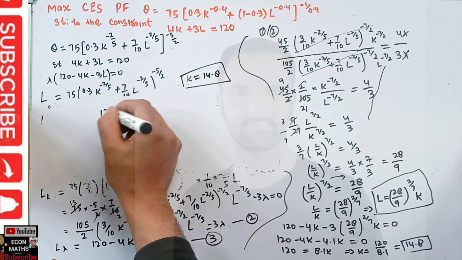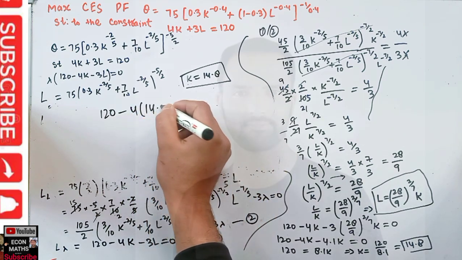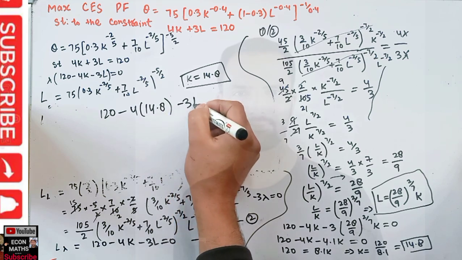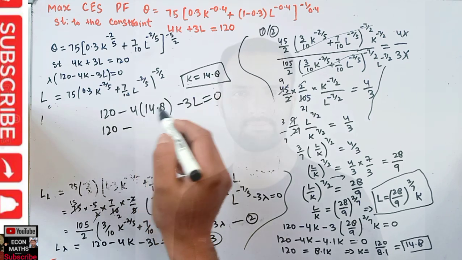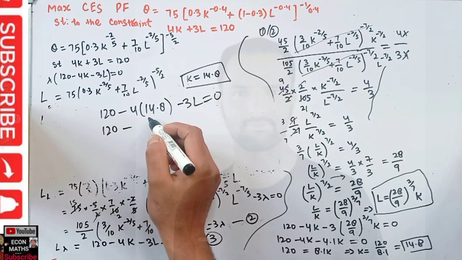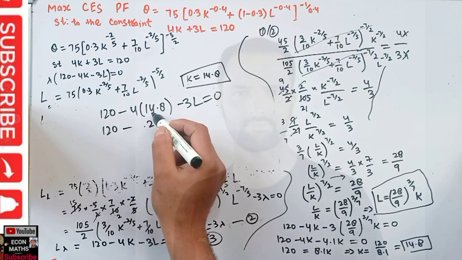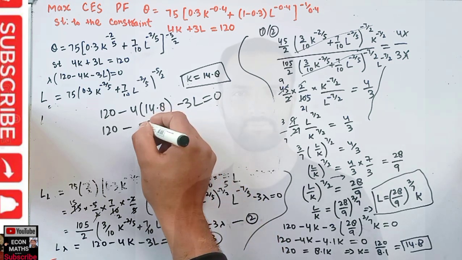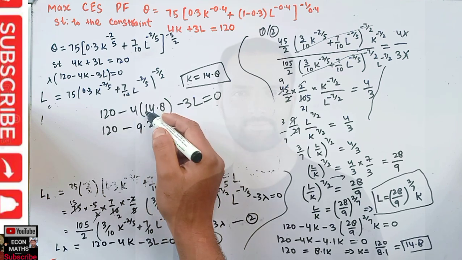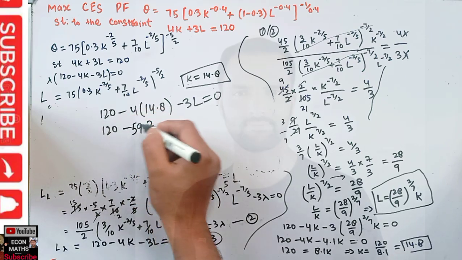So we have 120 minus 4 in place of K, we have 14.8, minus 3L is equal to 0. So we have 120 minus, so this comes out to be 8 4s are 32, so this comes out to be 2, so we are left with 4 4s are 16, 17, 18, 19, so we have 9, so 4 ones are 4 and the carry was 1, so it is here 5, so 59.2.